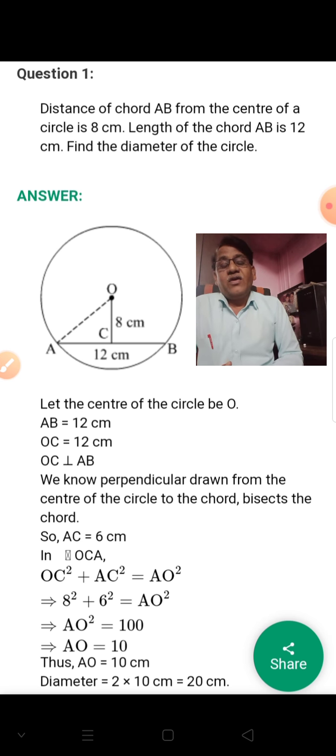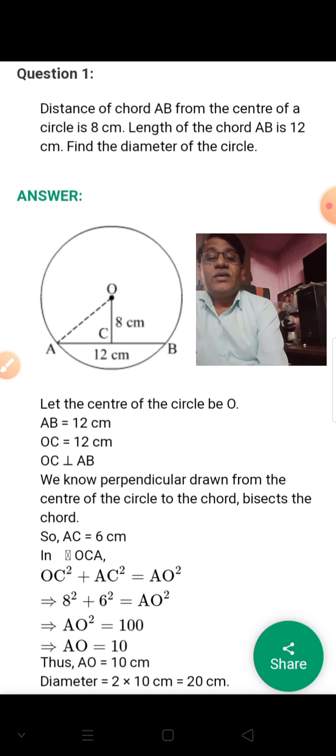In this way, you can use the theorem of Pythagoras as well as the theorem of the chord. That is, when we draw the perpendicular to AB, it divides AB into two equal parts. So in this way you can find the diameter of the circle.